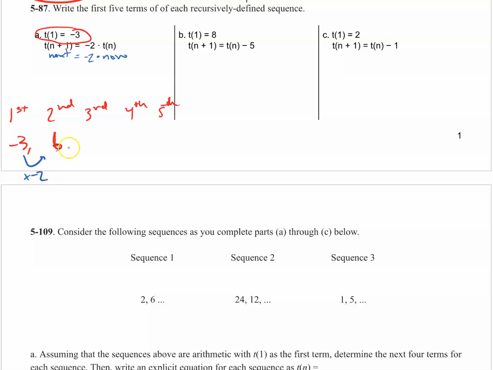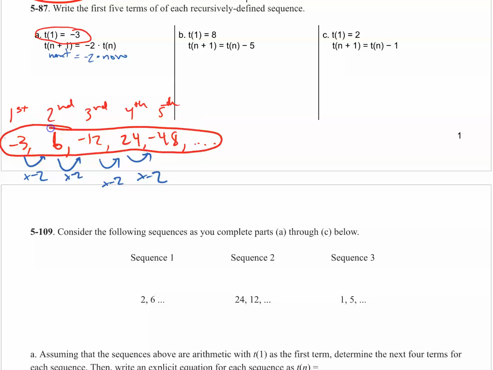6. Then, now we have 6. To go to the next term, we take -2 times what we have now, which is -12. And you keep going in this pattern. Times -2, times -2. So this is -12, then it becomes 24, then it becomes -48. This is called an alternating sequence. It alternates between positive and negative. And there's the first 5 terms. I hope you get started on C.